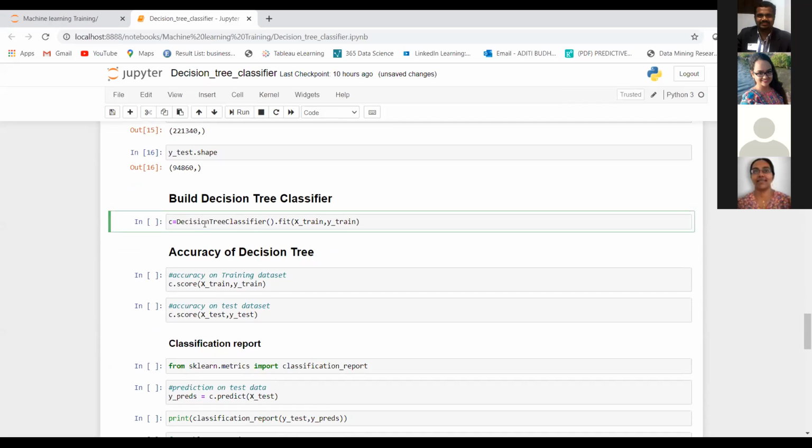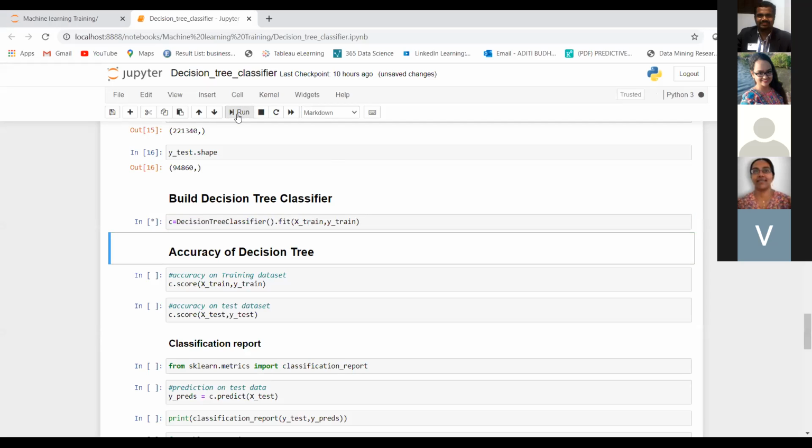So again, just like the other models which we had seen, we are going to call this class, and then use the fit function. Inside the fit function, we will be passing our training data set. The fit function is used to train our model, that is, to create our model based on the training data set, right? So inside the fit function, we will pass our training data set, that is X train and Y train. So let us run this.